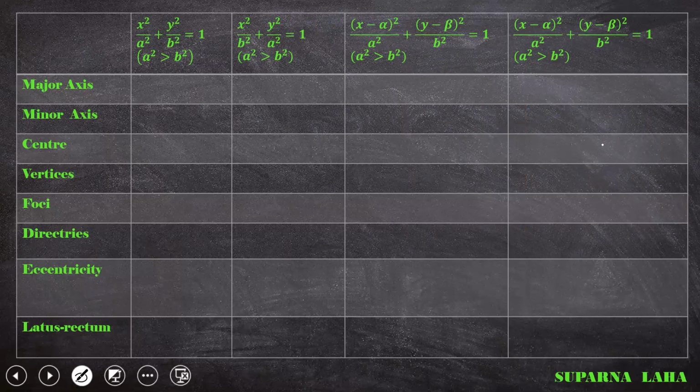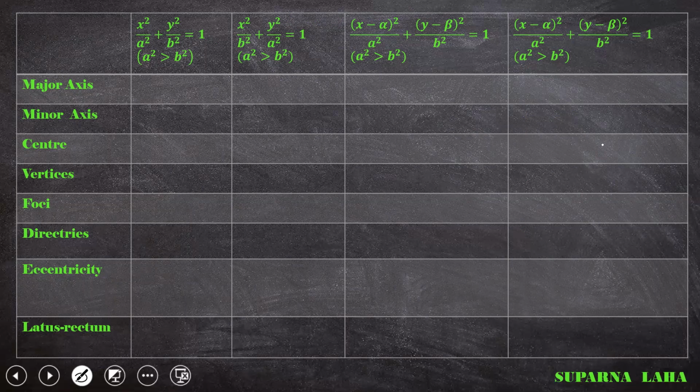Now, if we change their axes, that is, we take the major axis as the y-axis and the minor axis as the x-axis, or we just shift the center to an arbitrary point alpha comma beta, and there also we take the major axis parallel to the x-axis and the other parallel to the y-axis. So at that time, let us check the equations, the axes, and the coordinates of the center, vertex, focus, equation of the directrices, eccentricity, and the latus rectum.